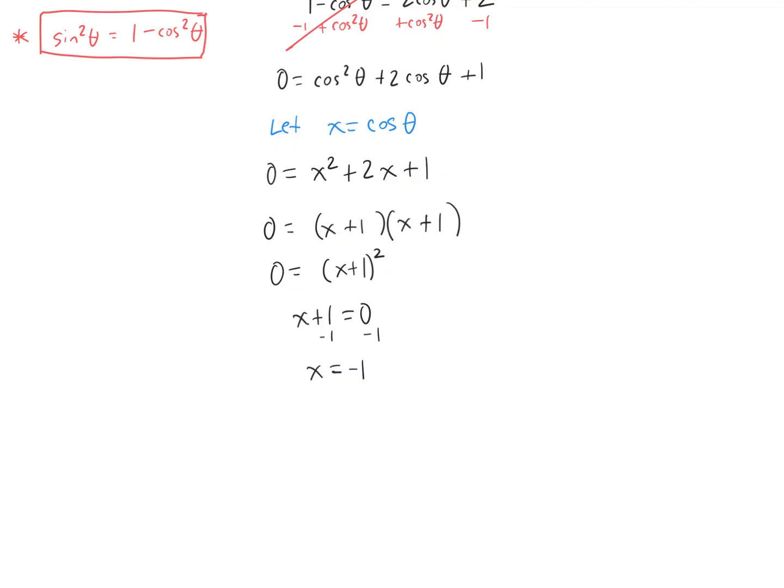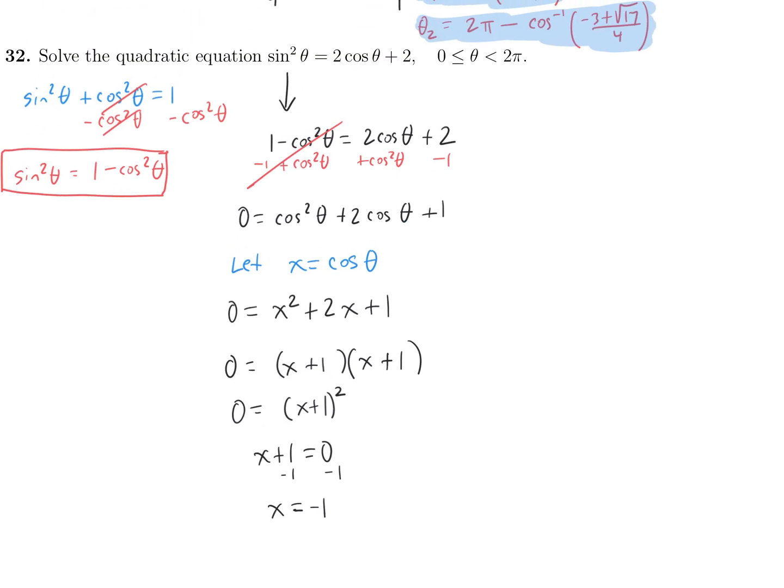However, just like before, we are not trying to solve for x, we are trying to solve for theta. So once again, recall what we're supposed to do at this point. Replace the original substitution back in for x, which is cosine. So cosine replaces the x here. So let's go back up here and say cosine theta is equal to negative 1. And that has one solution.